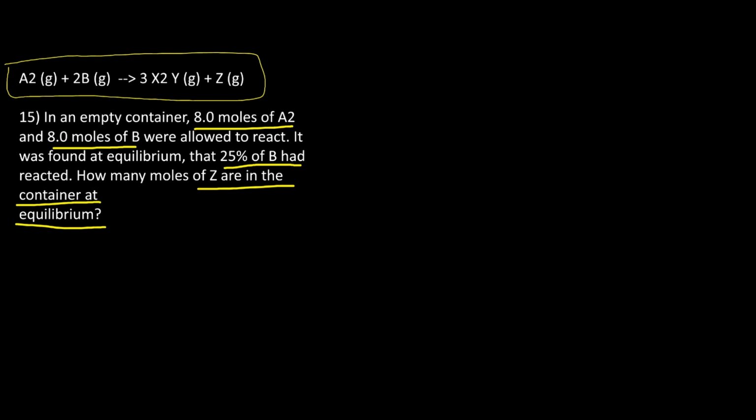So essentially, to do a problem like this, we first need to determine our limiting reactant. In this case, we know that we have 8 moles of A2, and we know we have 8 moles of B. What I like to do is use the mole coefficient ratio to determine the limiting reactant. And remember, the limiting reactant is just the reactant that's going to run out the fastest, meaning the chemical reaction will stop when that reactant runs out.